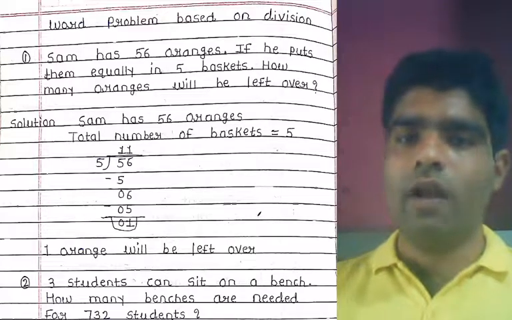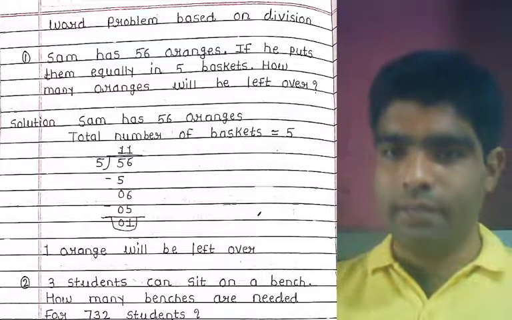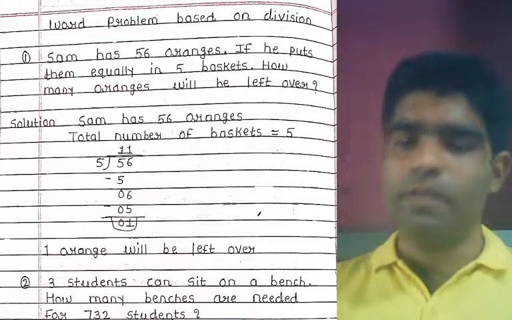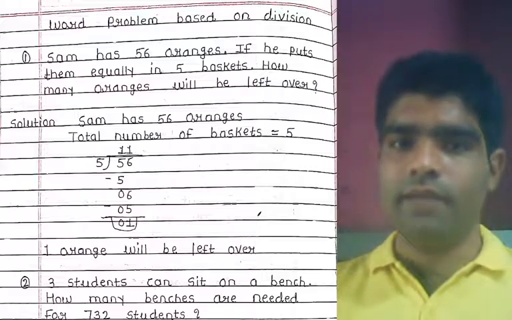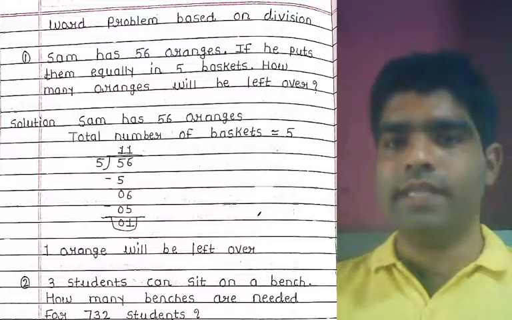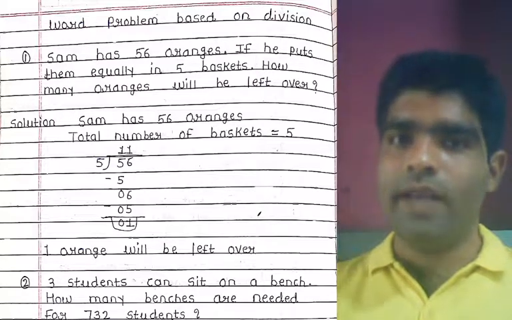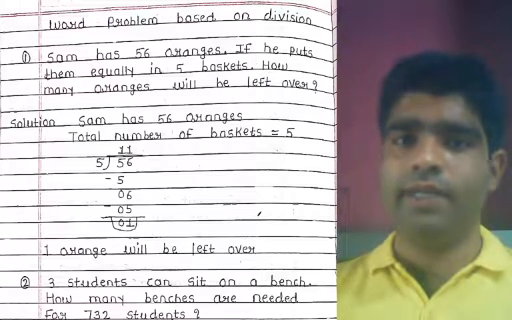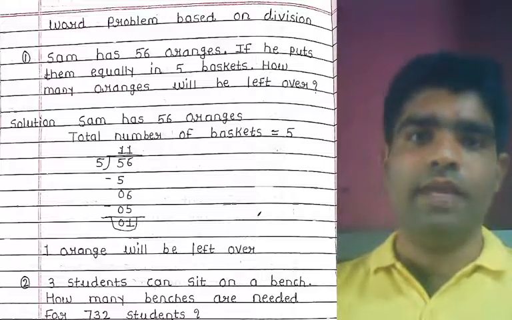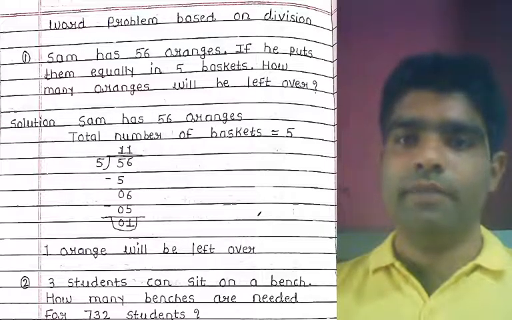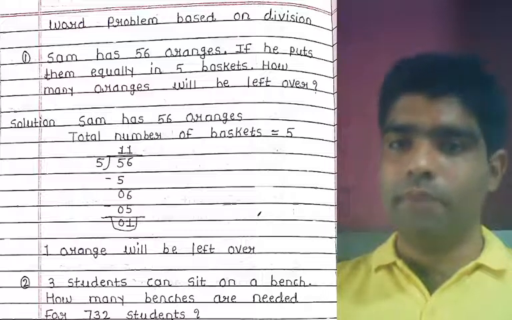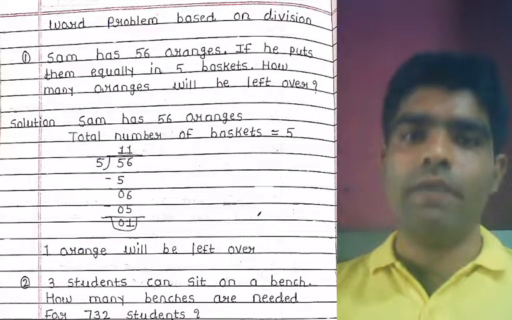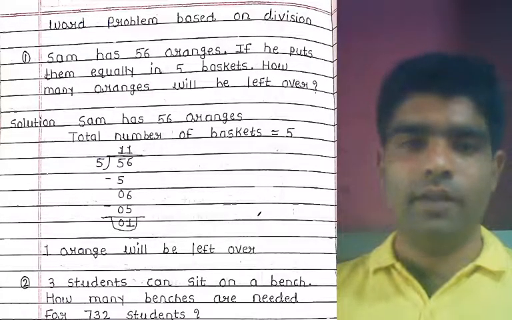It means, how can we find it? By using the division method. So we have to use the simple division method. First of all, 56 divided by 5. Why? Because Sam has 56 oranges and we put them equally in 5 baskets. It means we are using the simple division method, and how many oranges will be left over.